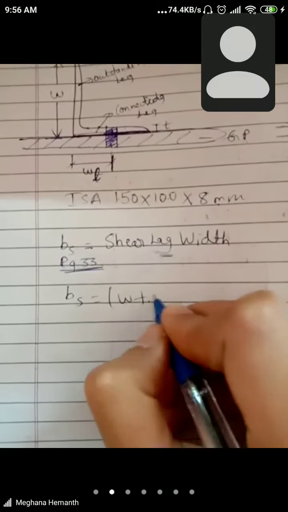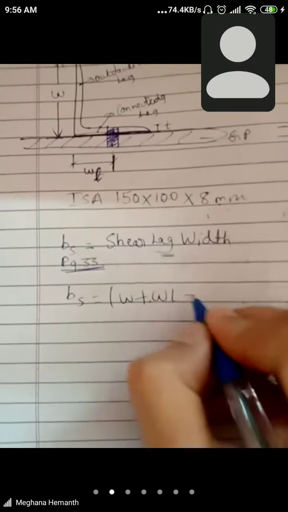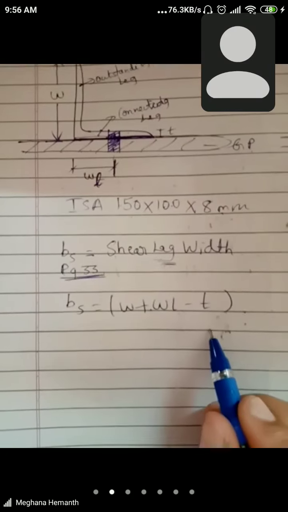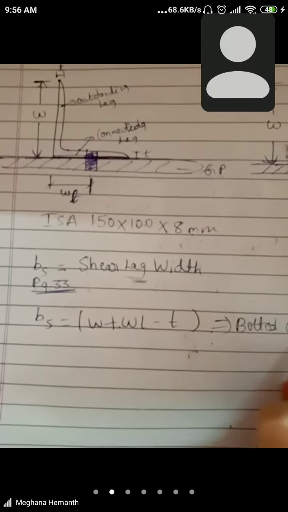The Bs formula is given in your code book as Bs = w + wl - t. From w plus wl, we have to subtract the thickness of your angle. So Bs is w plus wl minus t. Now this is applicable for your bolted connections.